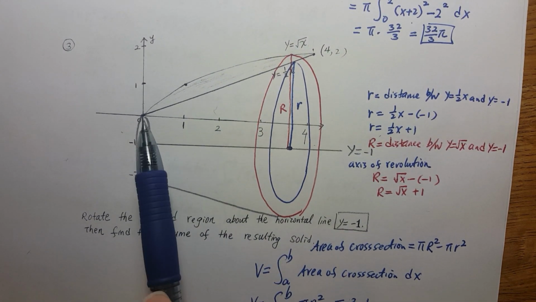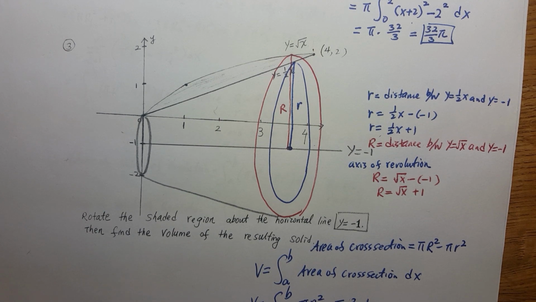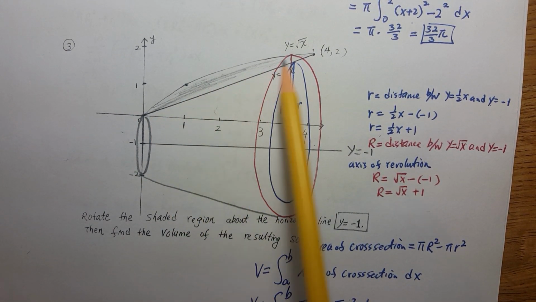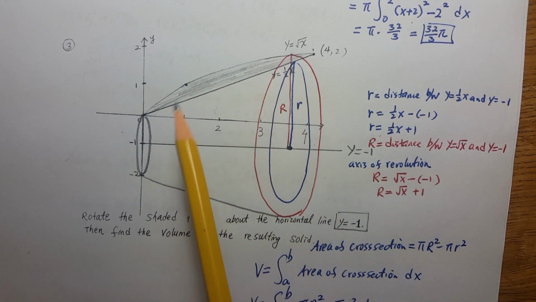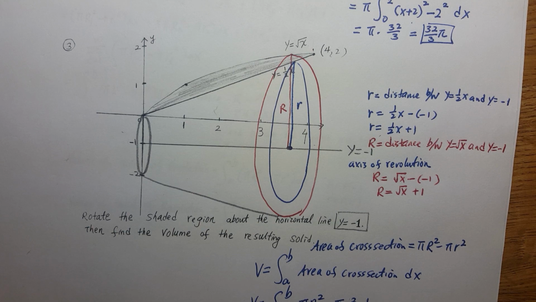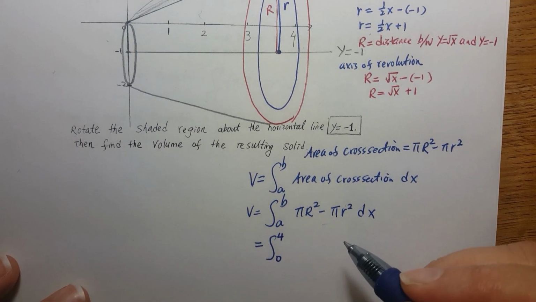Let's go back over here. This is your regular, okay? This was the original, say the region. It began with x equals 0 and ended at x equals 4. So therefore, that's how you know this is 0 to 4.